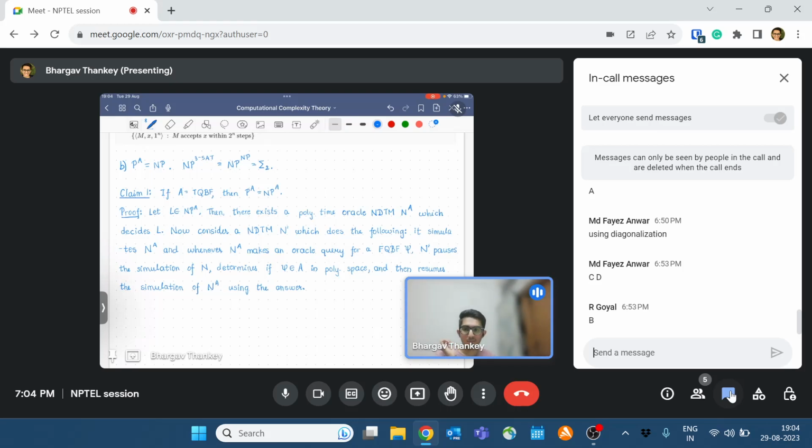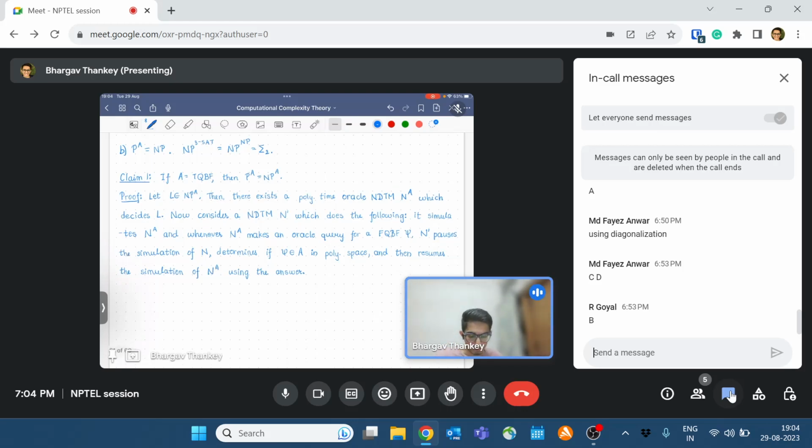Okay, so here I'm proposing a Turing machine N prime. First of all, are you convinced that this N prime correctly simulates N to the A?